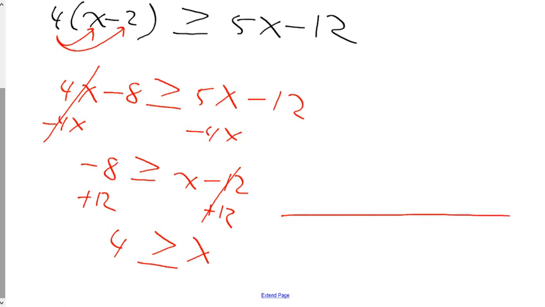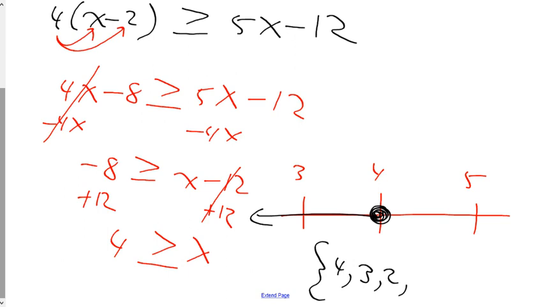So all values less than or equal to 4, if we put 4 here and 3 here and 5 here, open or closed, all values less than or equal to means it's a closed boundary point. And my number line goes here. Numbers that are included in that set are 4, 3, 2, to infinity and beyond.